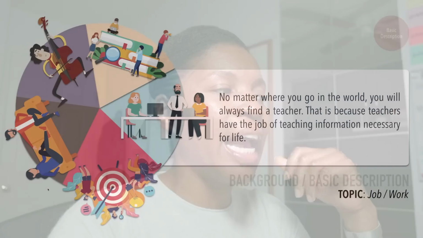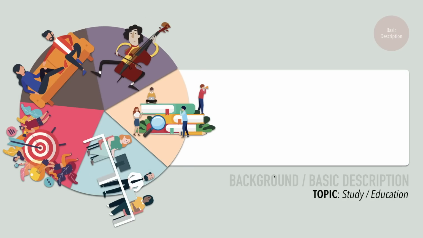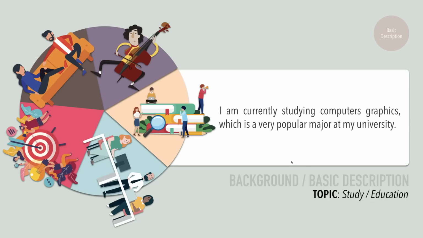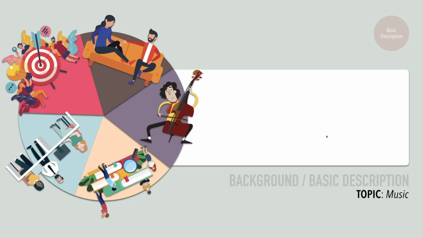So you see what I just did. I literally just gave basic information or background information using facts about teachers because I'm a teacher. That's my job. Remember, this is the first step in being able to speak English fast. Just give background information. Now, what if we switch the topic? Let's say, for example, we go back and we're talking about studying or education. Well, you can say, I am currently studying computer graphics, which is a very popular major at my university. Again, basic background information. Or let's say you're speaking about music.